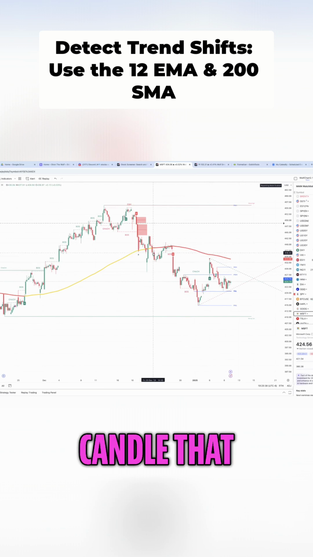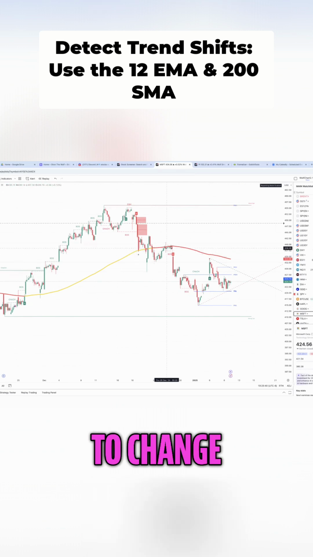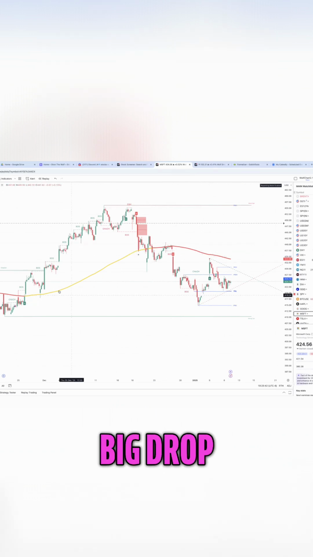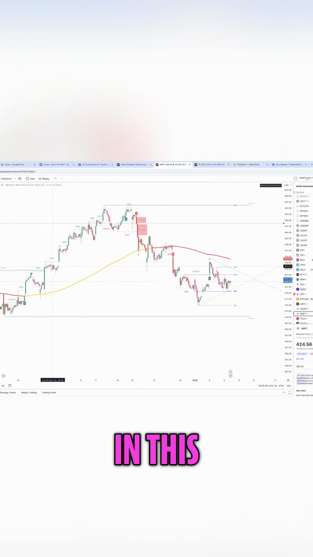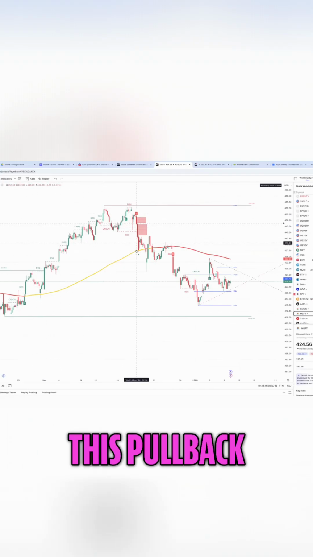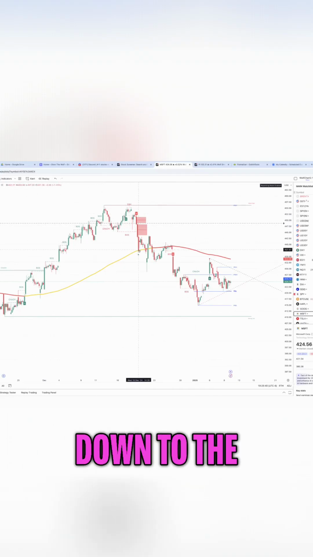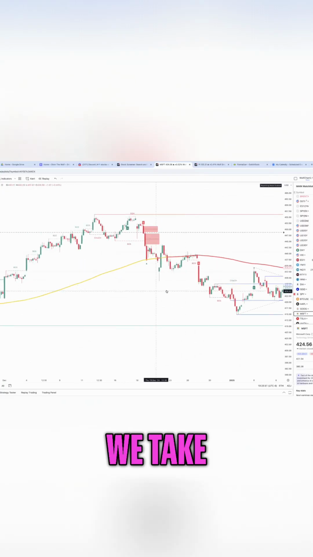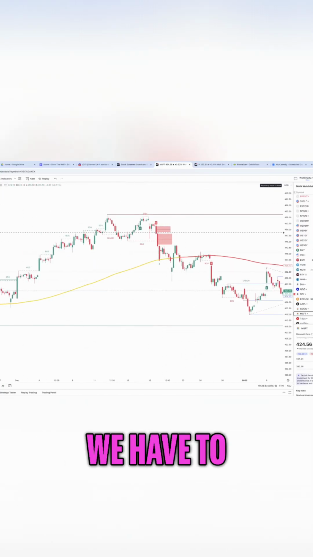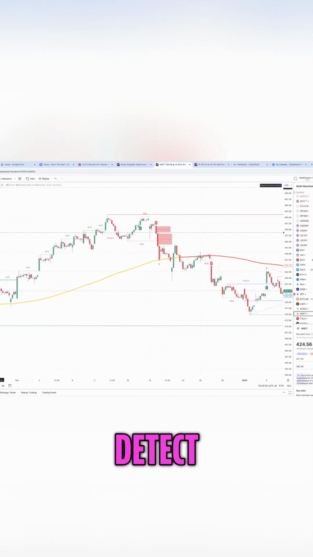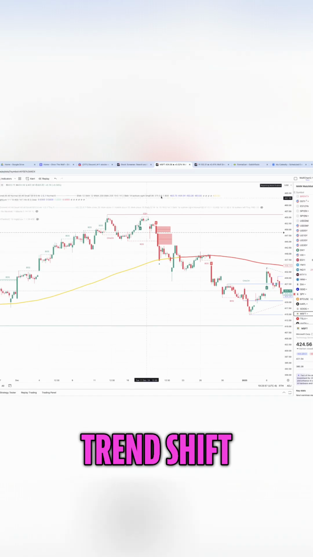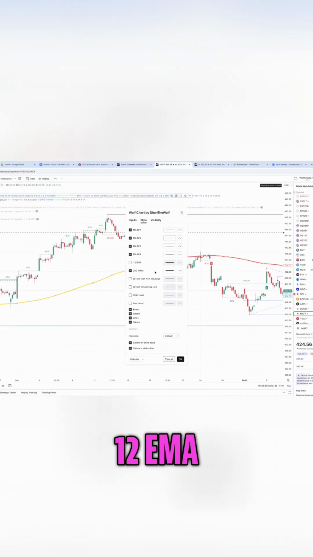We got a weak candle that showed us the trend was ready to change, and we got this big drop. And right here, you see how we're in this strong uptrend, but then look at this pullback. It pulled us back down to the 200. So the way that we take advantage of that is we have to have something that can detect a short-term trend shift, and that's the 12 EMA.